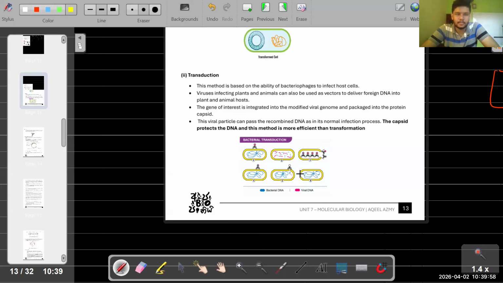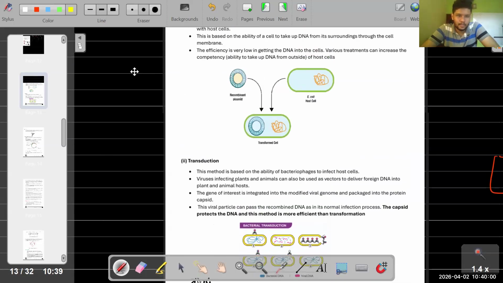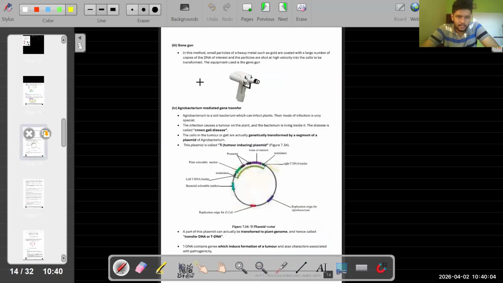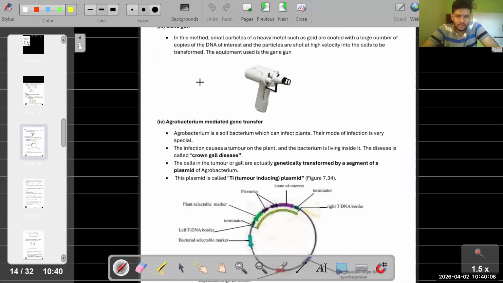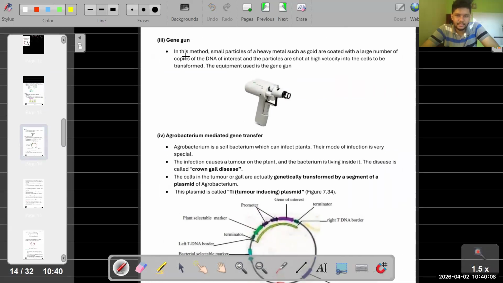Clear, right? Okay. So we have completed two parts. Now we are going to the third one, right? Okay. This is a small one. Gene gun. In this method, small particles of heavy metal such as gold are coated with large number of copies of DNA of interest, and particles are shot at high velocity into the cells to be transformed.